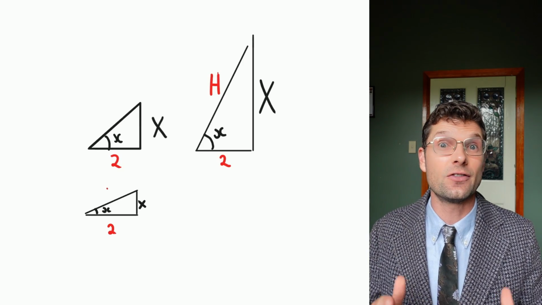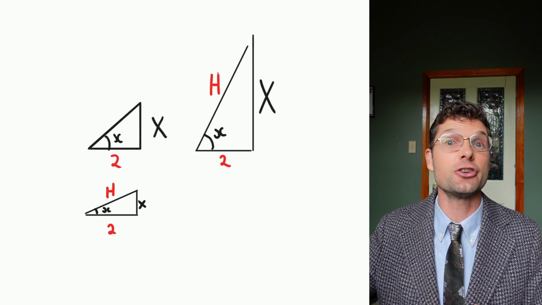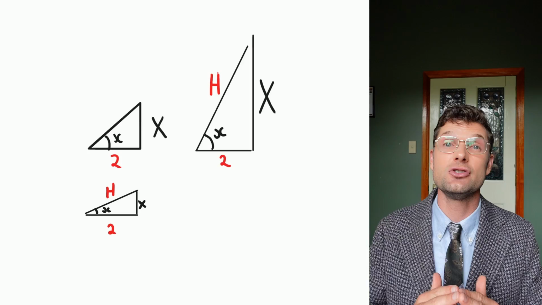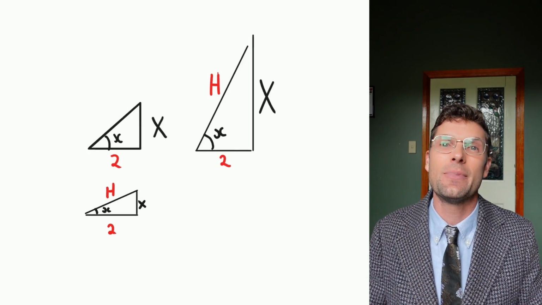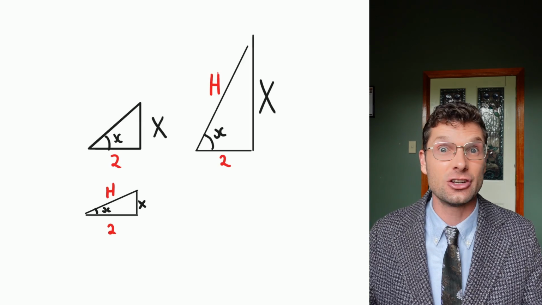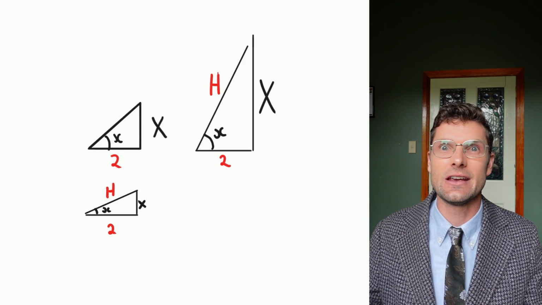We can also see that the hypotenuse changes as well. It's not just the opposite side. The hypotenuse has to get bigger or smaller based on the size of the angle, because it's got to meet back up and actually make a triangle. So these two things are related.